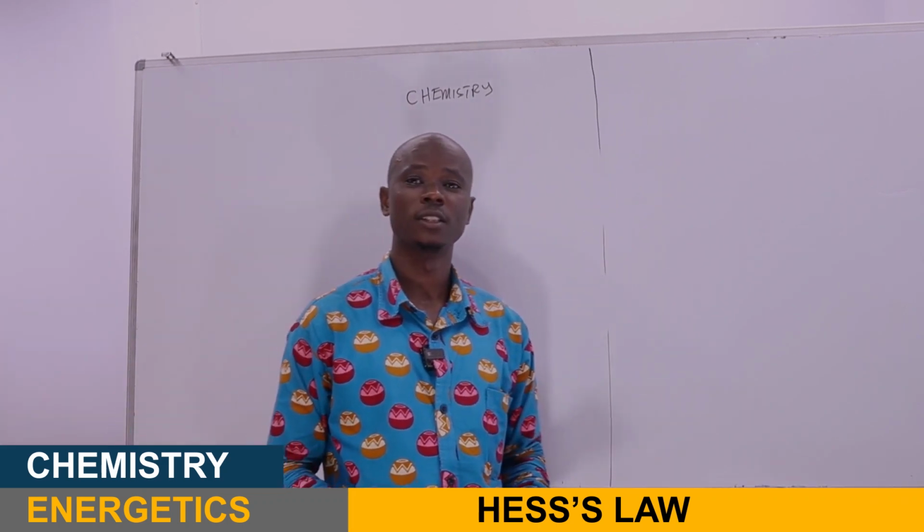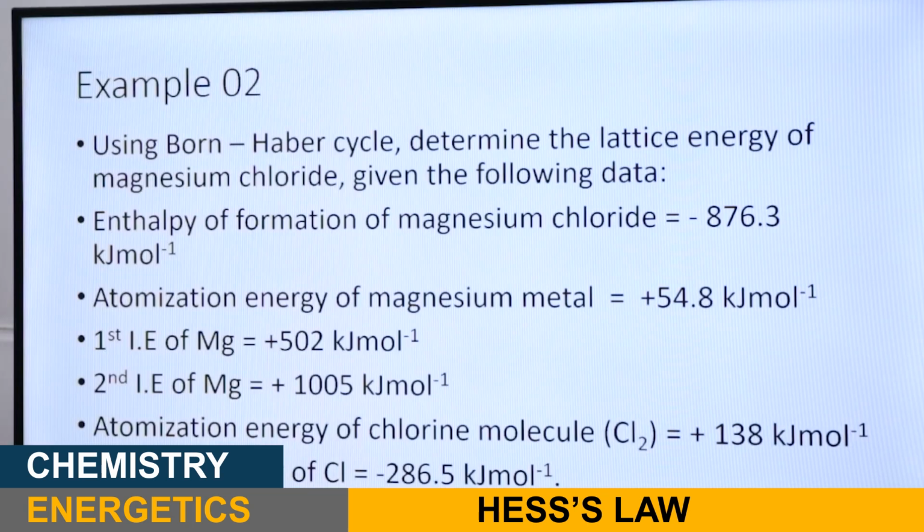Now, my dear students, welcome to the second example. The second example says, using the Born-Haber cycle, determine the lattice energy of magnesium chloride given the following data. The first data, the enthalpy of formation of magnesium chloride is negative 876.3 kilojoules per mole. The second one, atomization energy of magnesium metal is positive 54.8 kilojoules per mole.